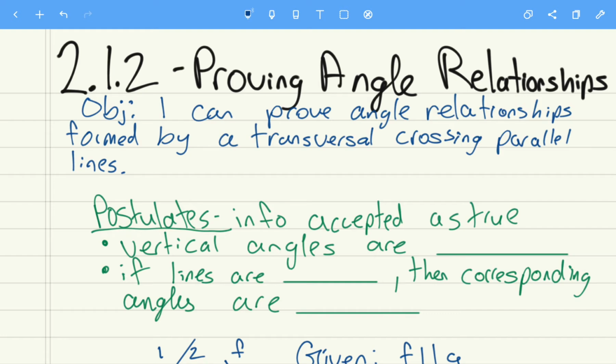We are going to be proving angle relationships. So the objective is that we can prove angle relationships that are formed by a transversal crossing parallel lines.